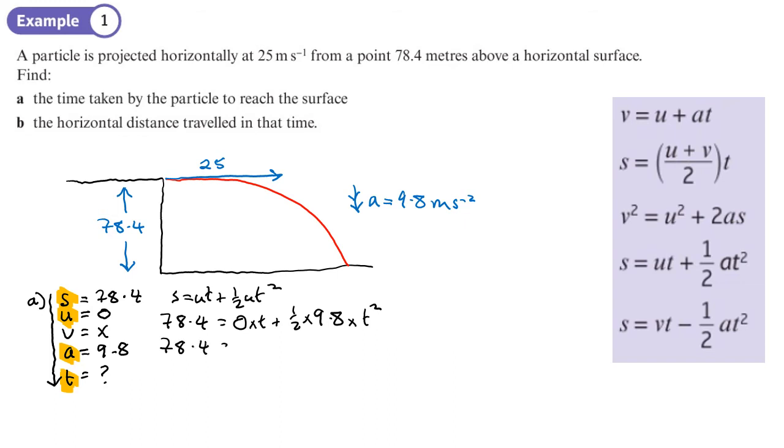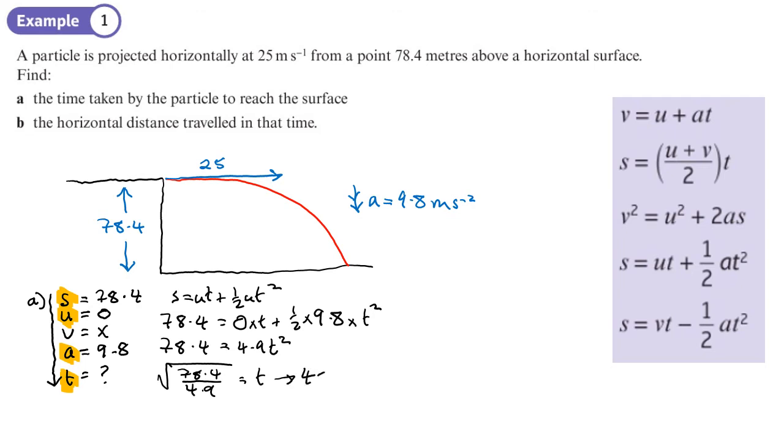So we will have 78.4 equals half of 9.8. Shouldn't really be using the calculator for this, but I will. 4.9. So 4.9 T squared. And then we want the square root of 78.4 over 4.9. 78.4 divided by 4.9, square rooted. That's 16, so it's going to be 4.